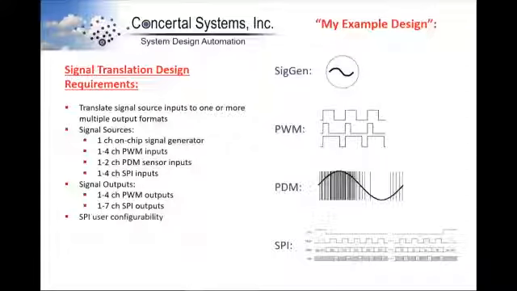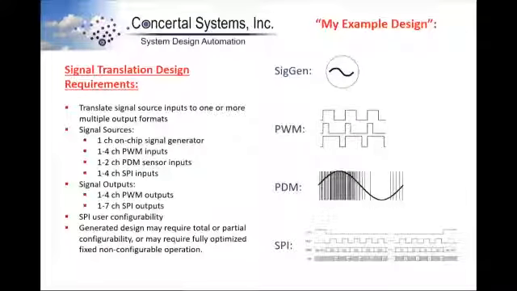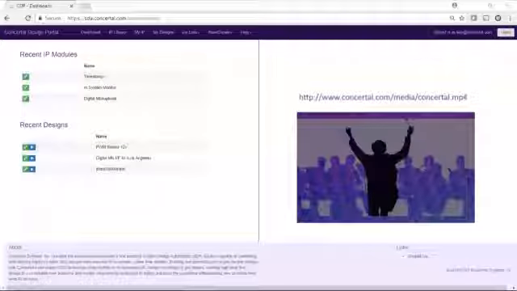The part needs to be SPI user configurable. That is, the user needs to be able to select the data paths and the conversions that need to take place. And we want the resulting design to be able to be totally or partially configurable in design. That means that we may need to be able to quickly optimize this into a fixed function non-configurable part.